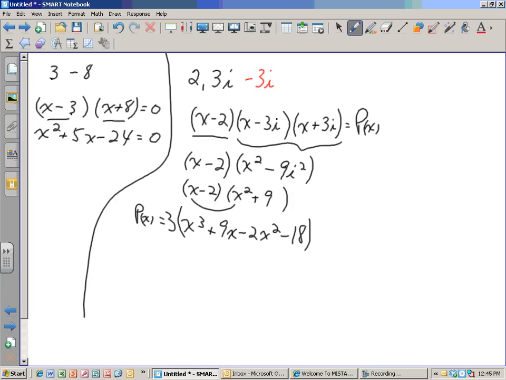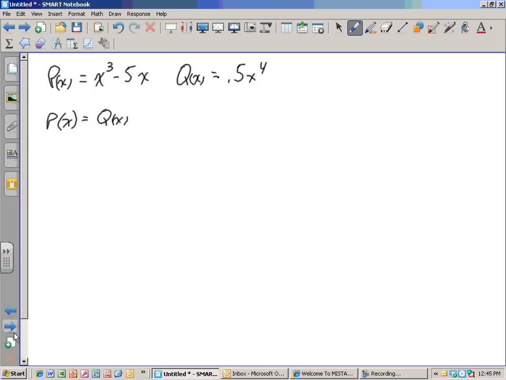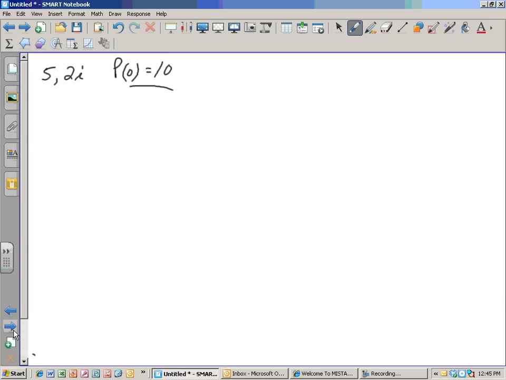All right. So there could be a number out here that we don't know, because it's still going to be the same zeros. So knowing that, let's take it to a problem like this. Give me a polynomial of degree 3, given that the zeros are 5, 2i, and also p of 0 equals 10.